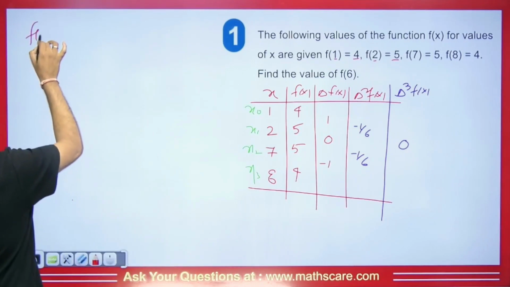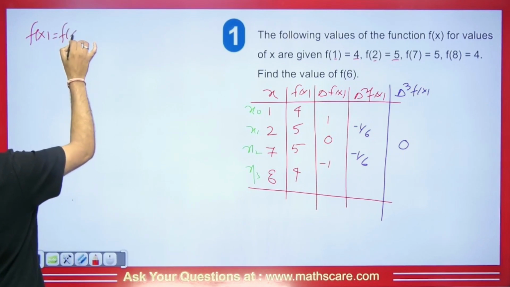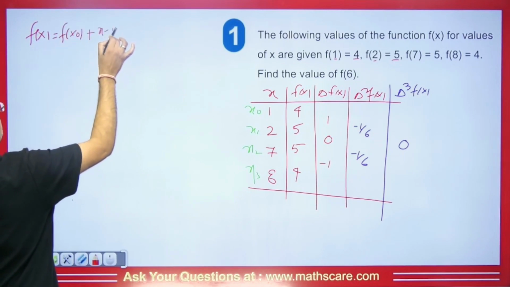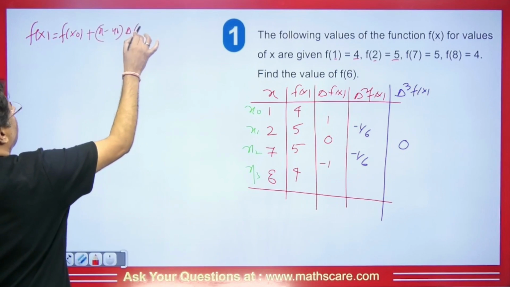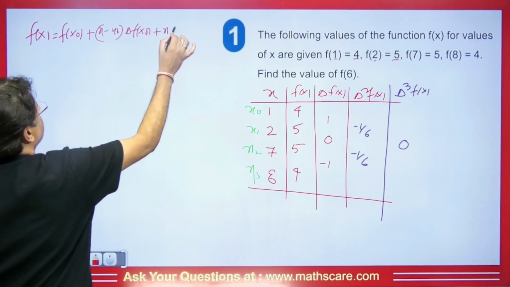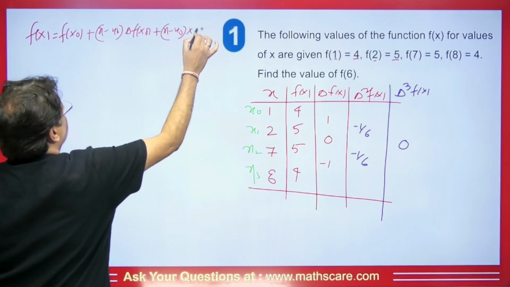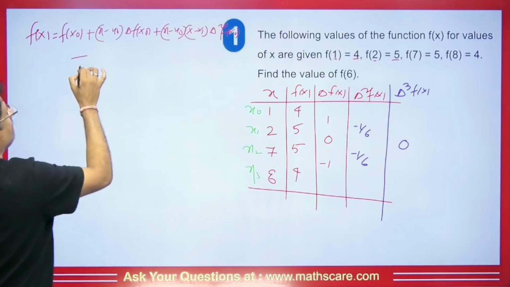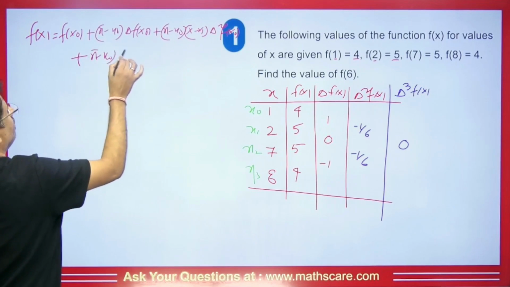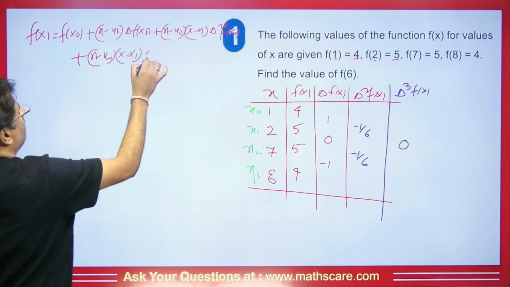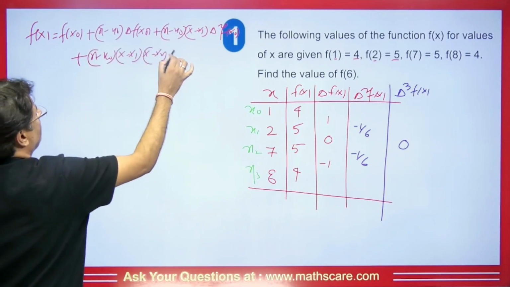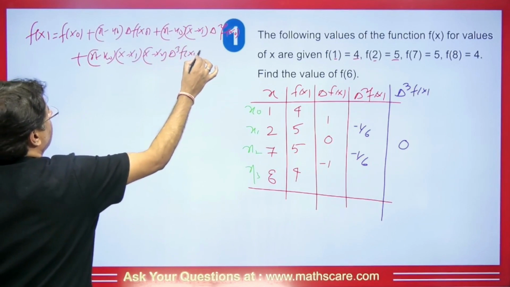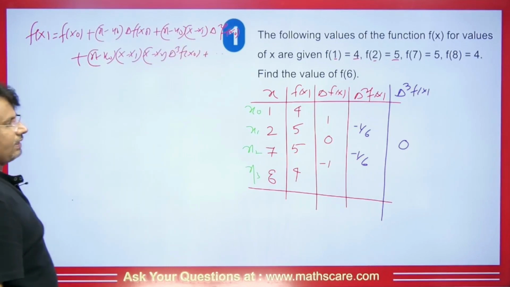Okay, students, so we have this formula here, which is fx is equal to fx0 plus x minus x0 del fx0 plus x minus x0 x minus x1, students. This will be del square fx0 plus x minus x0 x minus x1 x minus x2, and this will be del cube fx0. Like this, our formula keeps on going.